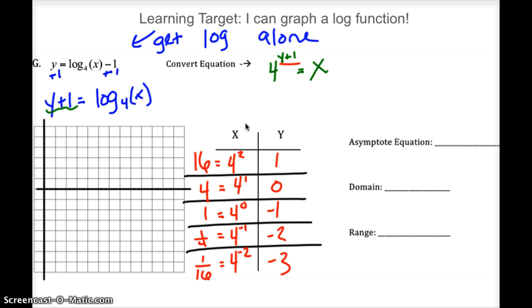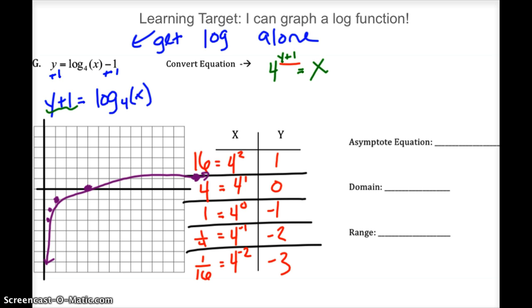Okay, so when I plot these points, 16, 1, so 2, 4, 6, 8, 10, 12, 13, doggone it. All right, so about here. Sorry, I don't want to lose it in that table. Let's say that's the point 16, 1, 4, 0, 1, negative 1, 1/4, negative 2, even closer to the axis, 1/16, negative 3. So again, I'm getting closer and closer to that axis. So that's going to be my asymptote.